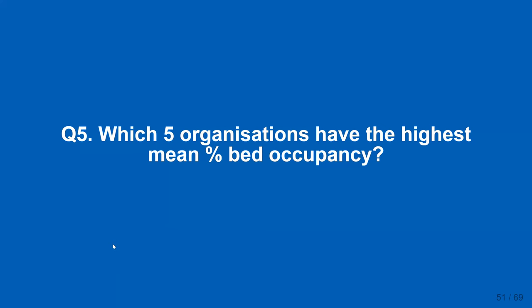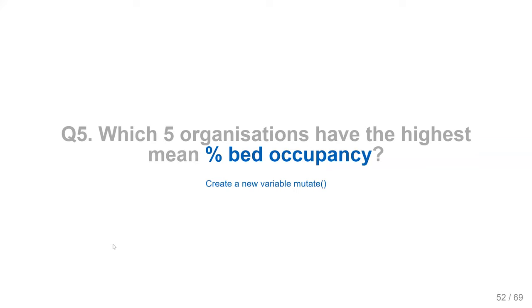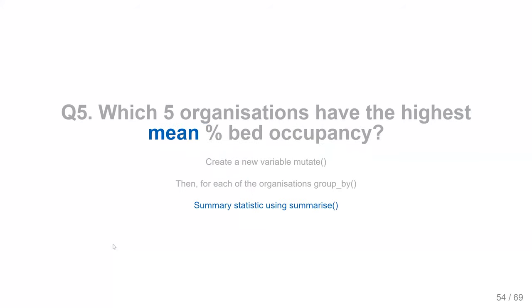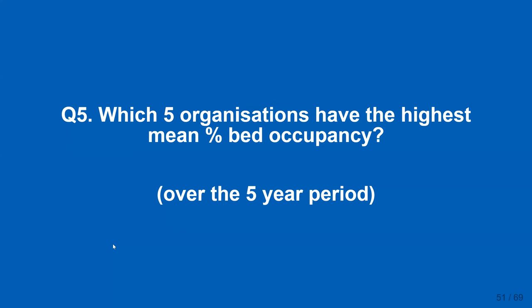Right. Moving on to the final question. I think this is the final question. Which five organizations have the highest mean bed occupancy? This looks very familiar. Is this an exercise over the 5-year period? Okay, I think this is an exercise. Let me just double check. Yes, I think this is the exercise.